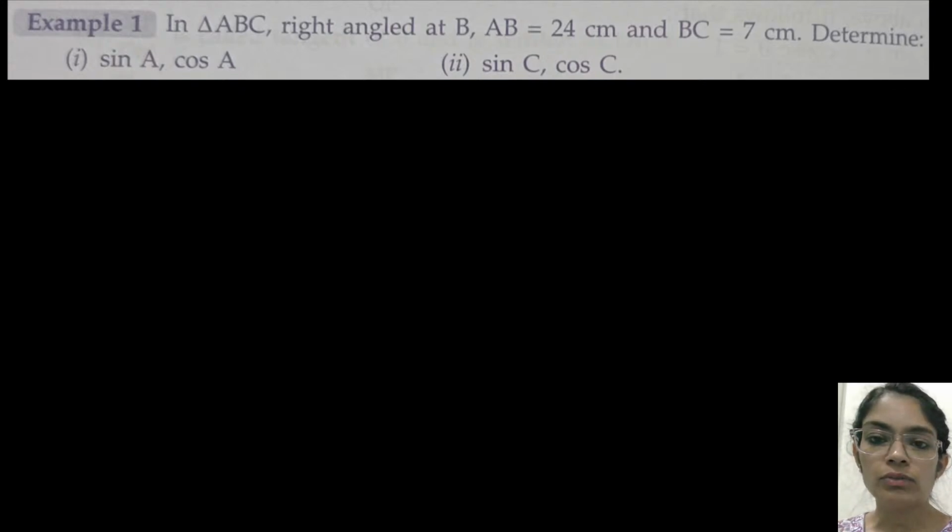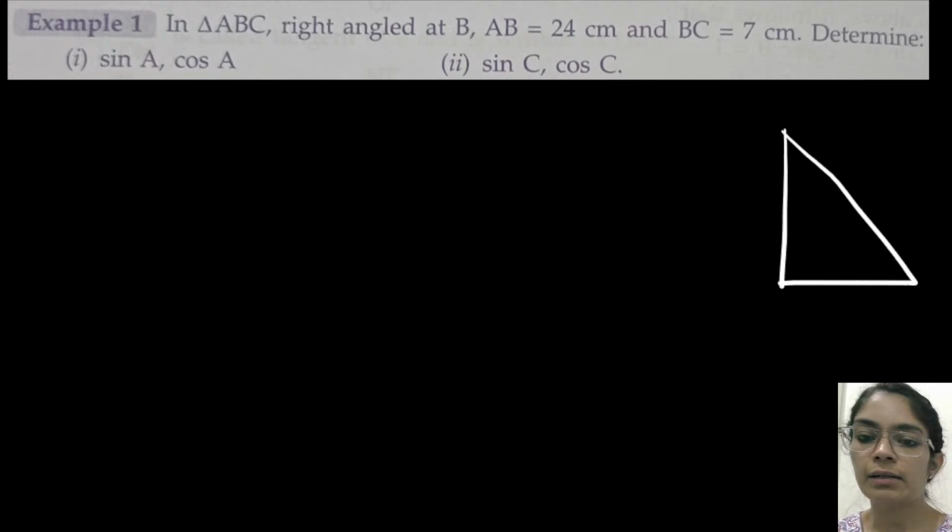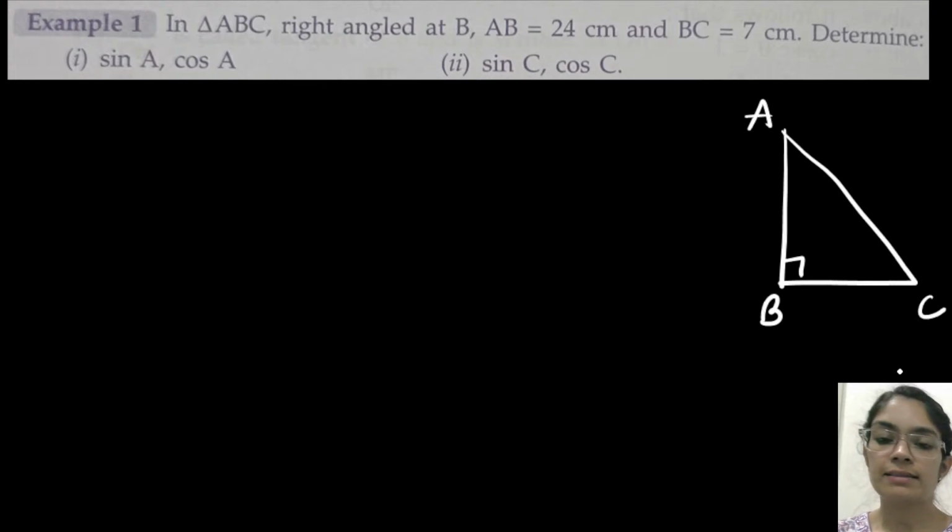So let's start the first question. First of all, most of the time whenever you see a question of trigonometry, try to draw the figure. Only right angle triangles we are going to deal with when we are doing trigonometry. So let's draw the triangle first. It's given a triangle ABC, right angled at B. So B is the right angle, that means an angle of 90 degrees. So this is AC.